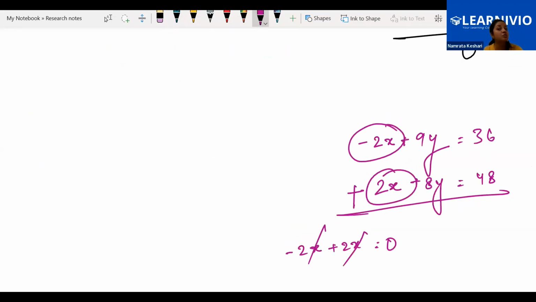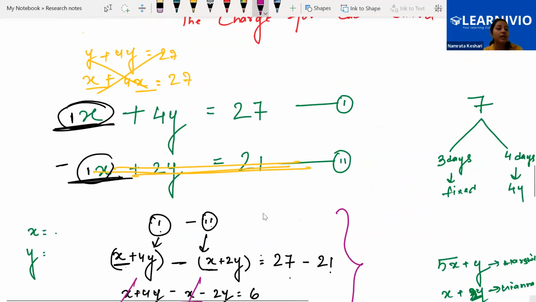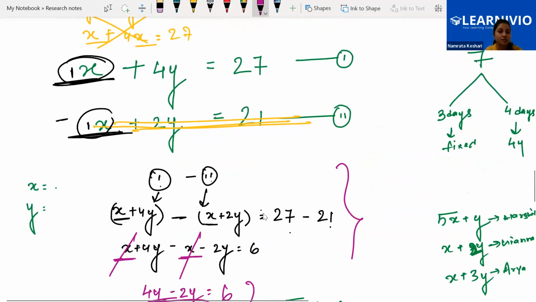Here we will add these two equation. In our case, we are subtracting these two equation. Why? To eliminate this x and x. In the next class, again we will be taking a lot of questions from elimination method first.